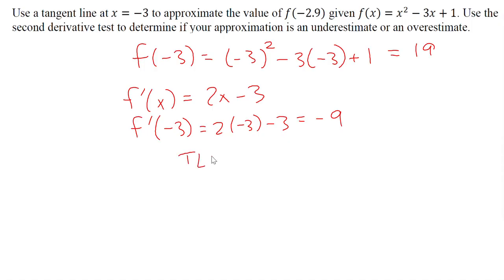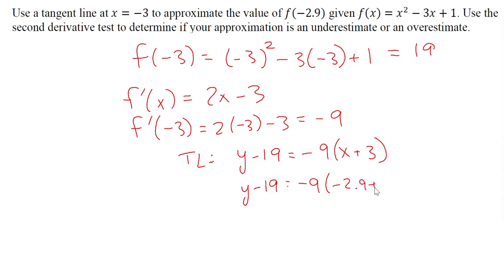Our tangent line equation should just be y minus 19 equals -9 times x minus -3, or x plus 3. And we want to approximate the value of our function at negative 2.9. So we'll put in negative 2.9 here for x. Okay. So negative 2.9 plus 3 is just positive 1/10, positive 0.1.